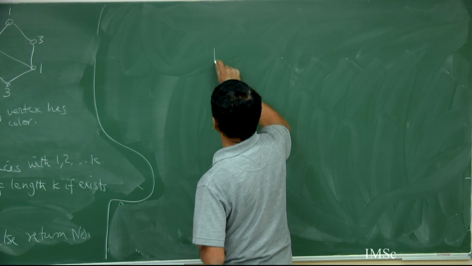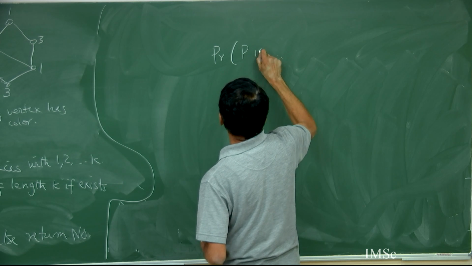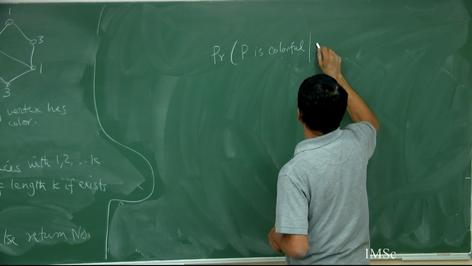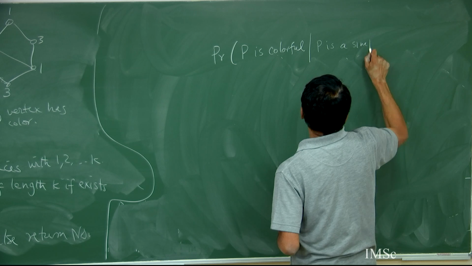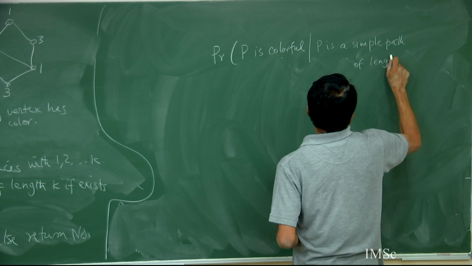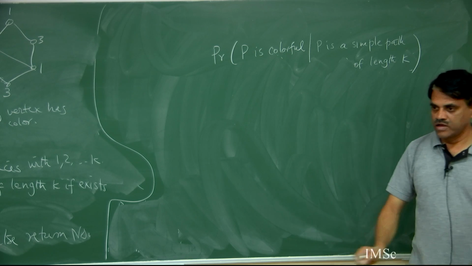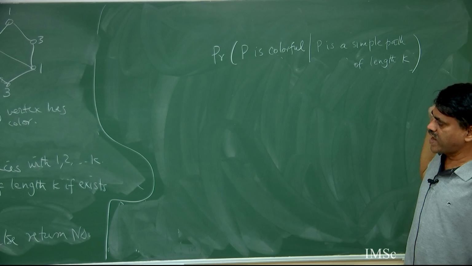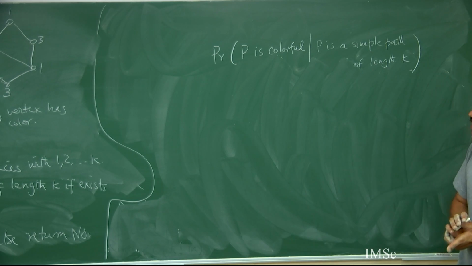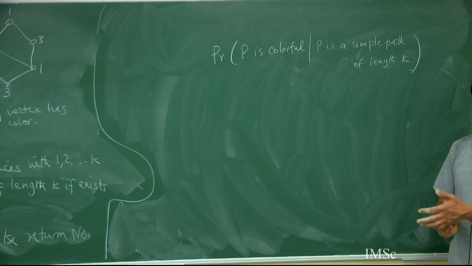So, probability that path P is colorful, where P is a simple path of length k. Suppose I have a simple path of length k, what is the probability that... what is the random step that is happening? Every vertex gets a random color between 1 and k. Now, what is the probability that the vertices of this path will all get different colors?